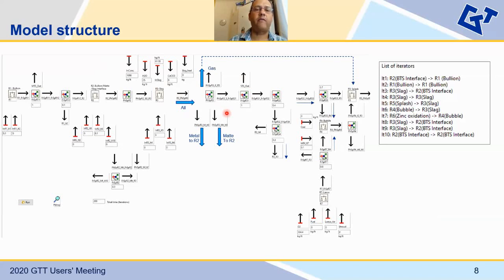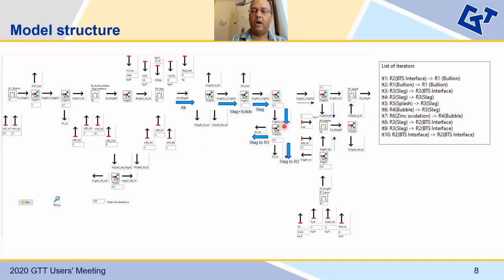And everything else, like for instance the slag and the solid oxides, goes on along this backbone. One part of the slag may go back to R2 through this fraction splitter, or may go back to R3. And 40% of the slag will go on and react with the oxidizing agent at R4.